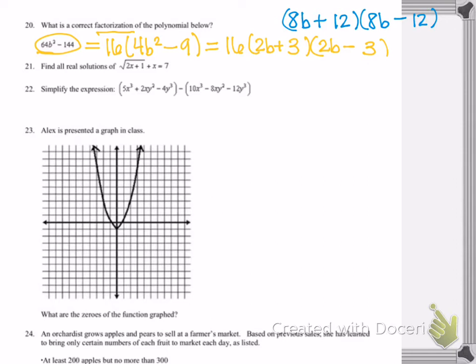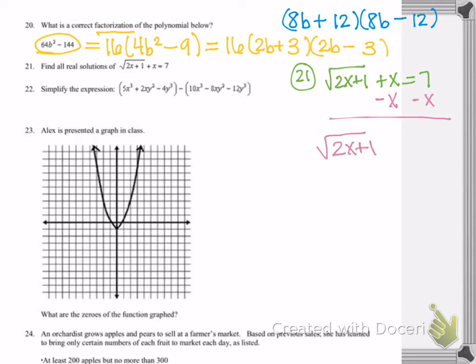For number 21, we need to solve the problem and find all real solutions. So in number 21, we've got to get rid of this square root in order to solve for x, but before I can take the square root away, I've got to get the square root all by itself on one side. So I'm going to subtract x from both sides, which leaves me with the square root of 2x plus 1 equals 7 minus x. Now the opposite of a square root is squaring. So I'm going to square this side of the equation, and I'm going to square this side of the equation.